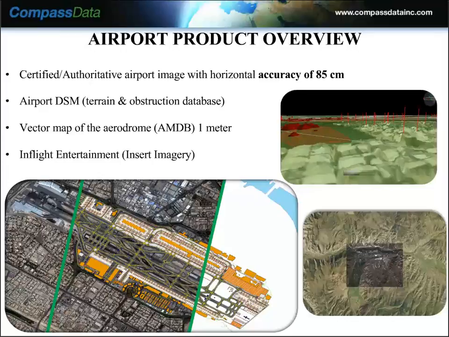This can be used for terrain and obstacle databases, which we produce, or we could produce just the DSM and give that to customers who want to do the obstacle database themselves. And then we also do insert imagery for in-flight entertainment. That's something we've worked with DigitalGlobe on with a few customers where they need higher res imagery inserts around the aerodrome and the airports. So you have a 15-meter resolution image when you're flying far away, and then as you come down, you get a refresh and higher res imagery closer to the airport itself.